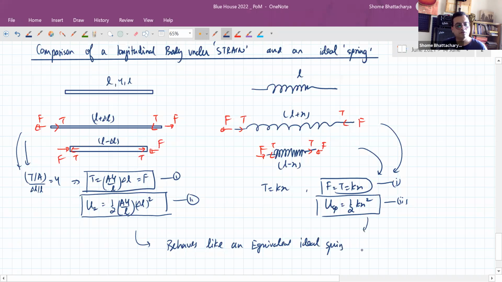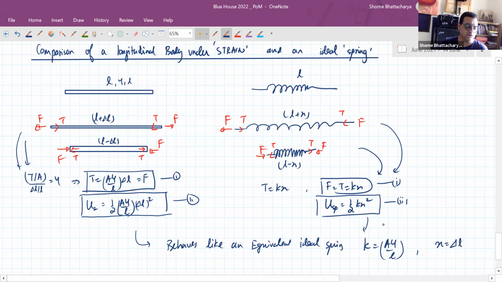Okay, K equals AY by L. And we are just replacing delta L with X. What we normally denote in the case of a spring as the deformation of the spring by X, we are now denoting by delta L.